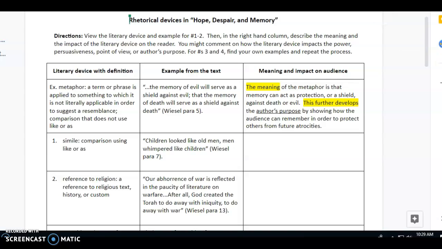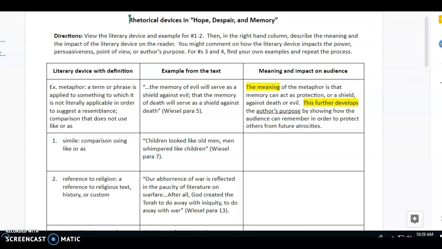So the directions are at the top. It says view the literary device and example for number 1 and 2. In the right-hand column, you're going to describe the meaning and the impact of the literary device on the reader. You might comment on how the literary device impacts the power, persuasiveness, point of view, or author's purpose, just like you saw on that Nearpod slide.